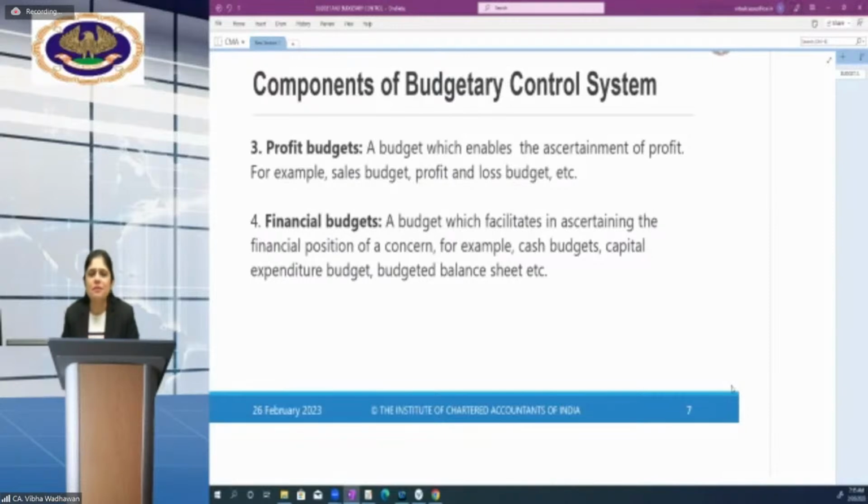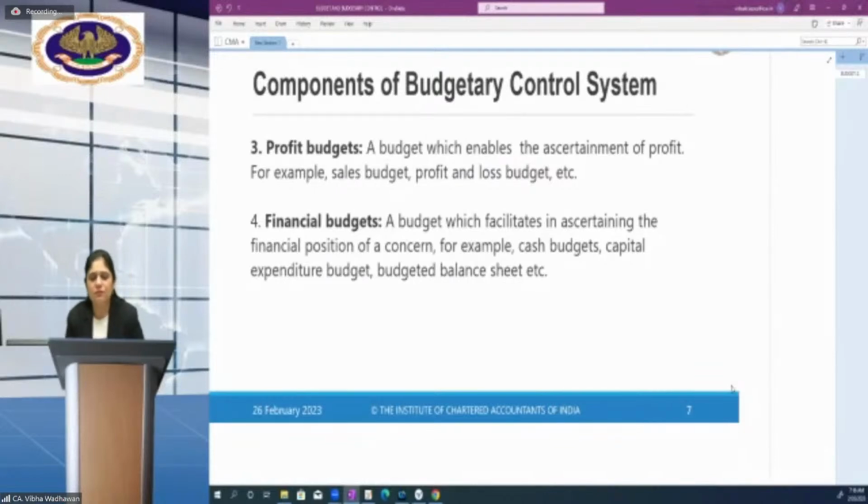So master budget is a complete budget. And master budget is broken down into various functional budgets, which we'll be learning in due course of time in the following slides. So that is roughly called the master budget.